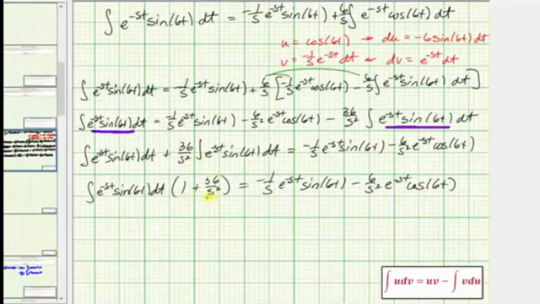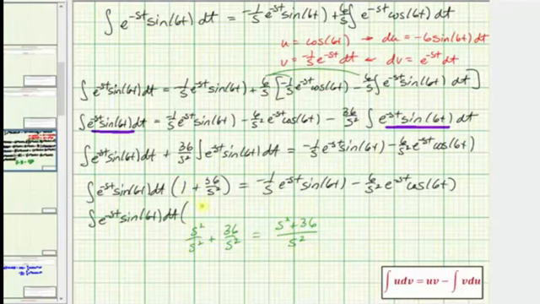Well, we know 1 is equal to s squared divided by s squared. So s squared divided by s squared plus 36 divided by s squared is equal to s squared plus 36 all over s squared. So let's go ahead and replace this sum with this fraction.